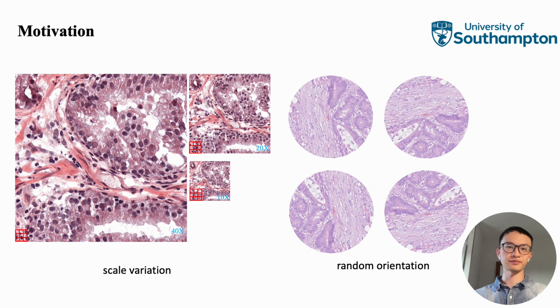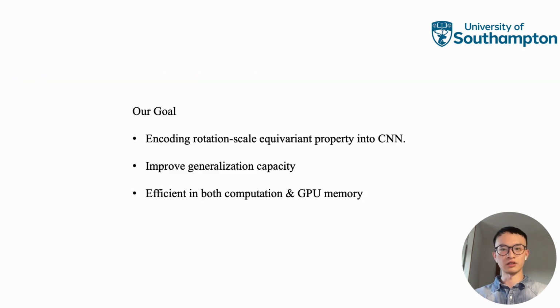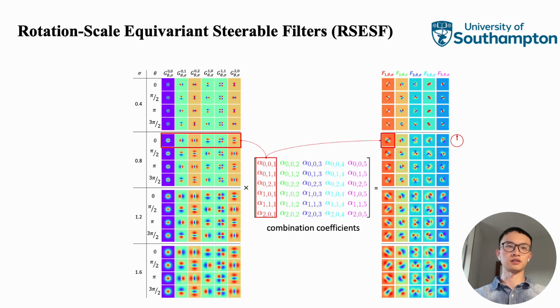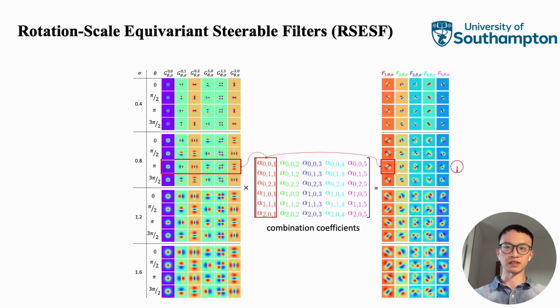In this research, we aim to encode rotation and scale equivariance properties into 2D convolution to improve neural networks' generalization capacity. Simultaneously, we hope that the computation cost and the GPU memory consumption of the constructed equivariant filters remain in low demand. To achieve this, we propose rotation scale equivariant steerable filters.